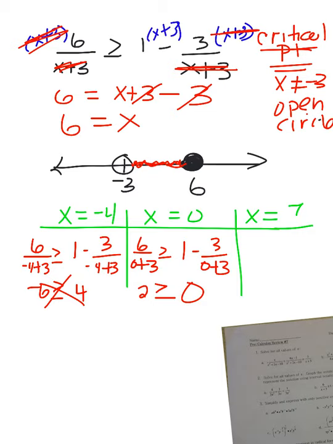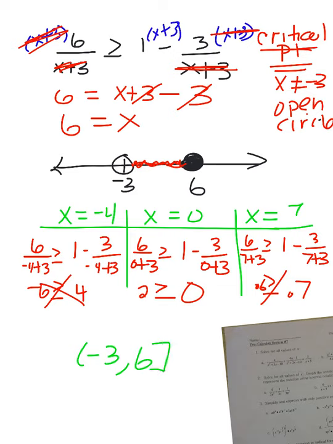So I have 6 over 7 plus 3 is greater than or equal to 1 minus 3 over 7 plus 3. All right, so for the last one, what we get is 0.6 is greater than or equal to 0.7. That's not true, so I don't shade to the right. Okay, so I only have the shading in the middle, which using interval notation would be from negative 3 to 6 inclusive. Okay, so let's take a look at number 3.